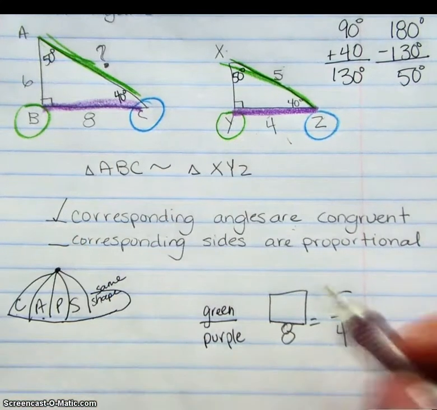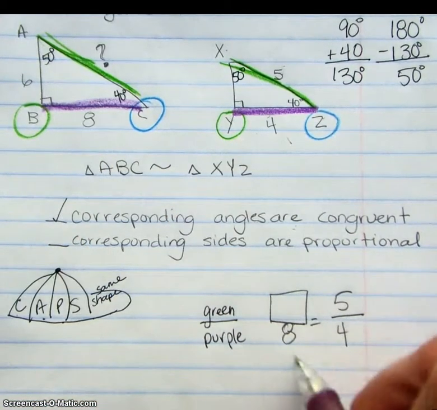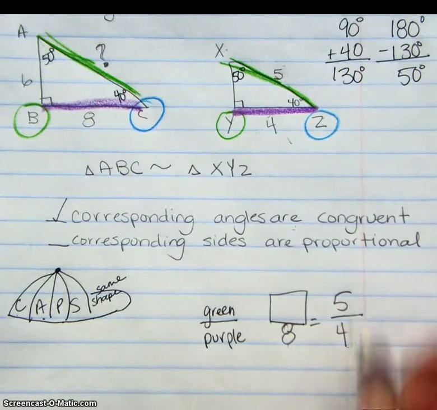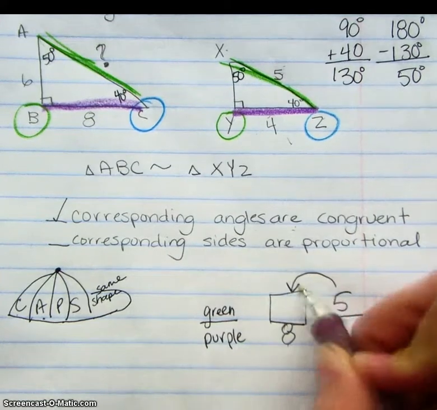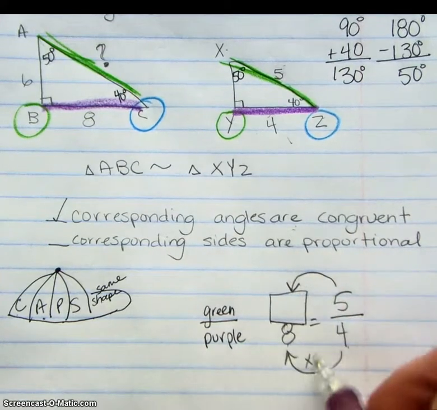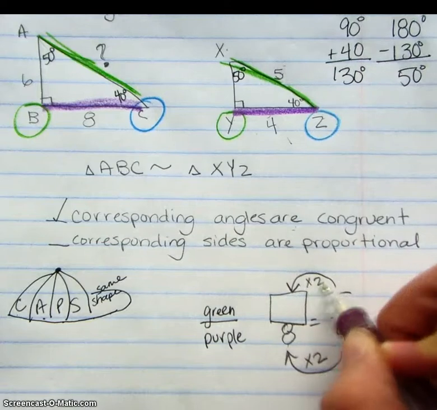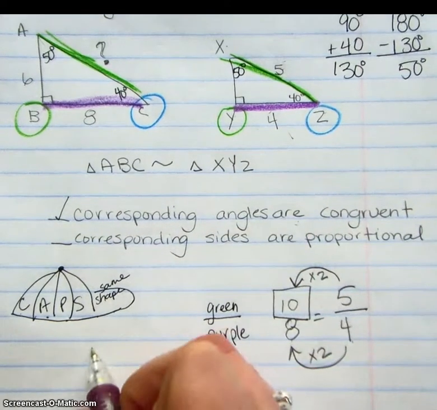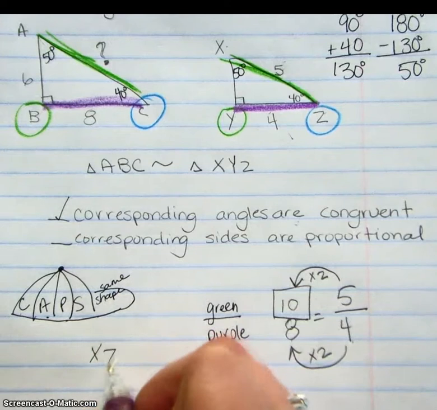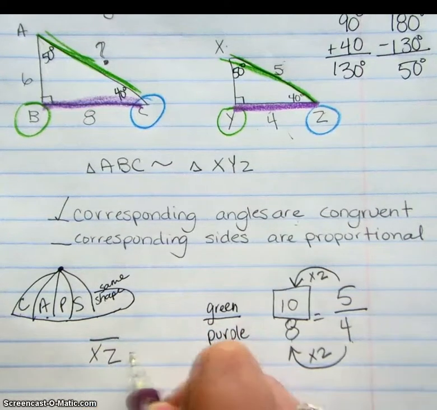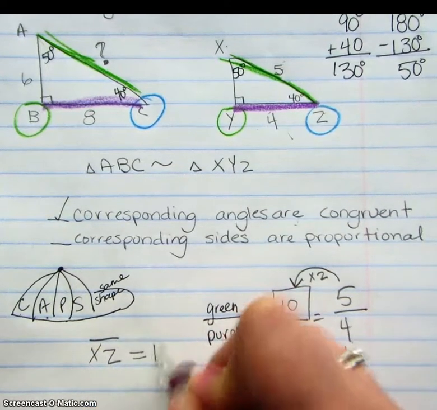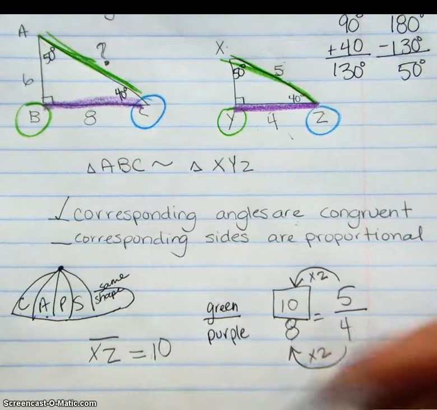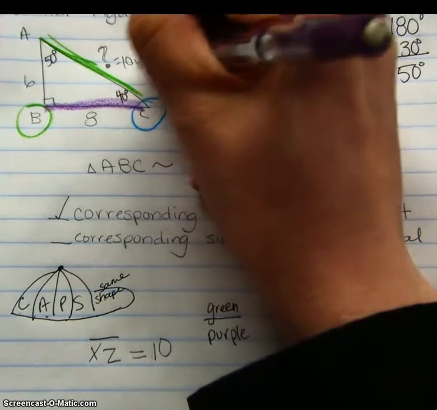Well, if I look here, I can see my rate of change. I know from 8 to 4 I divide by 2, so since I have to move this way, 4 times 2 is 8, so 5 times 2 is 10, which means that line segment XZ measures 10 units. So this equals 10 units.